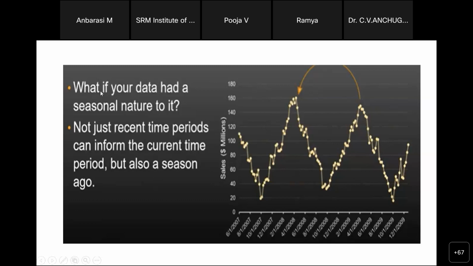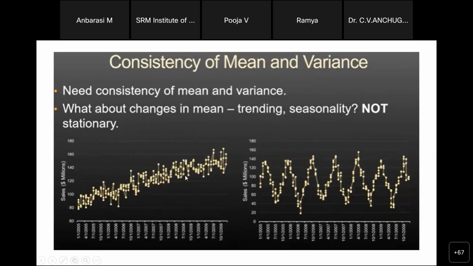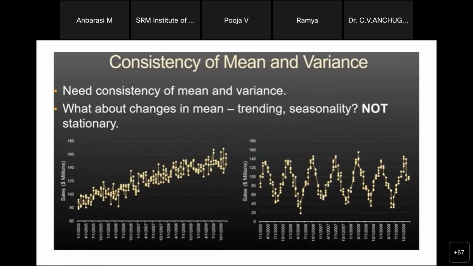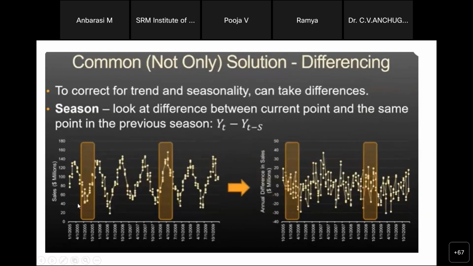Suppose your data set has a seasonal nature, then you need consistency of the mean and the variance. Obviously, the mean and variance will change. Normally for non-stationary data, you will have a different mean and variance, and this is how the uptrend and downtrend will be there. But if it is a stationary data set, this is how it looks: the mean and the variance value will be the same.